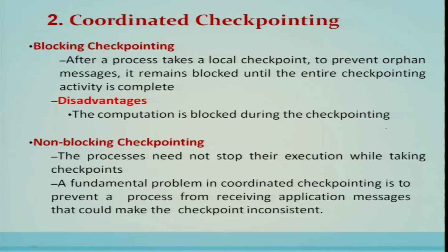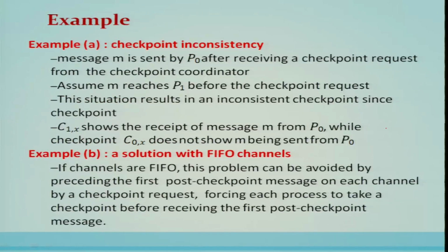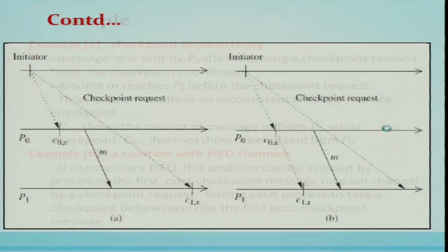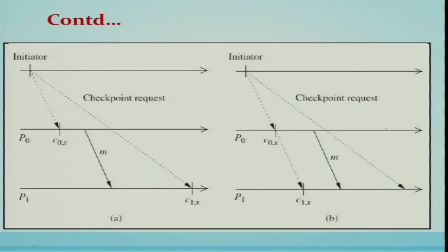Another type of checkpointing is called non-blocking checkpointing. In the coordinated checkpointing, the processes need not stop their execution while taking the checkpoints. The fundamental problem here in coordinated checkpointing is to prevent a process from receiving application messages that could make the checkpoint inconsistent. Here is an example of checkpoint inconsistency: message M is sent by P0 after receiving a checkpoint request from a checkpoint coordinator. Assume M reaches P1 before the checkpoint request. The situation results in an inconsistent checkpoint. We can see this in this illustrative example.